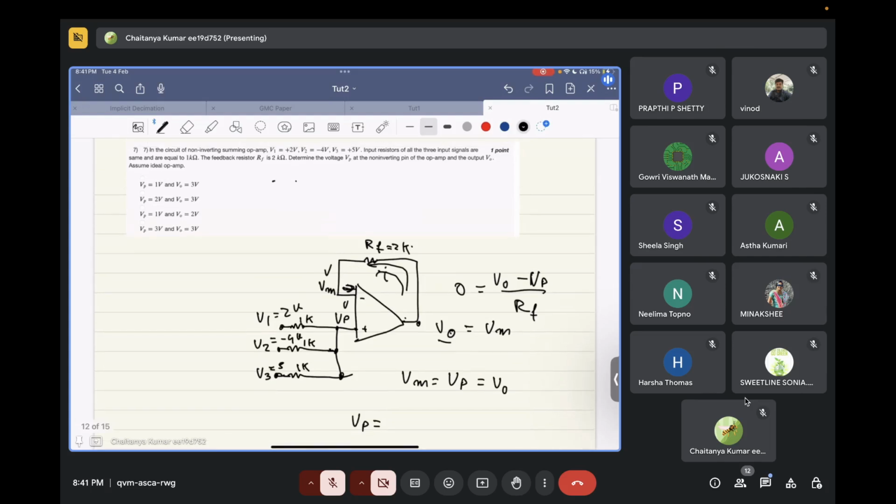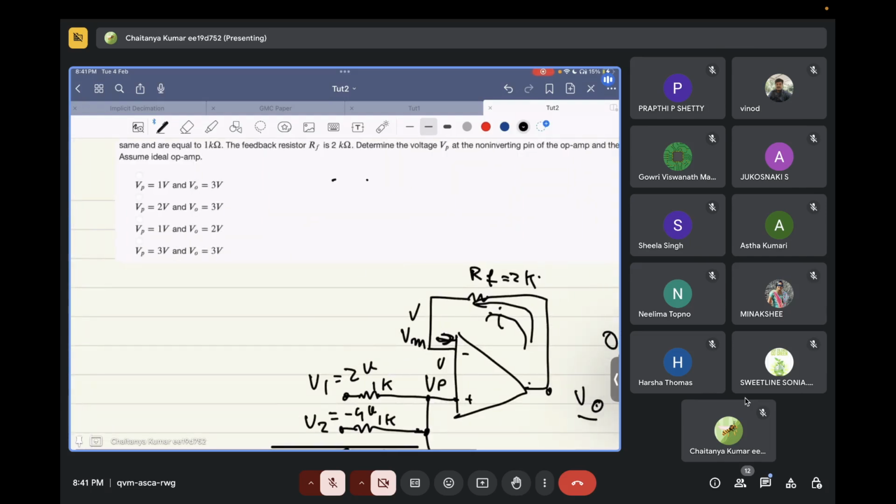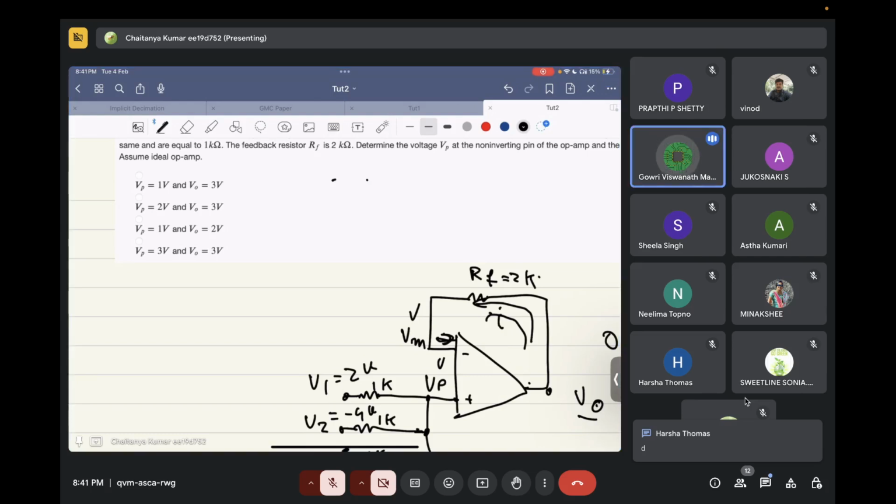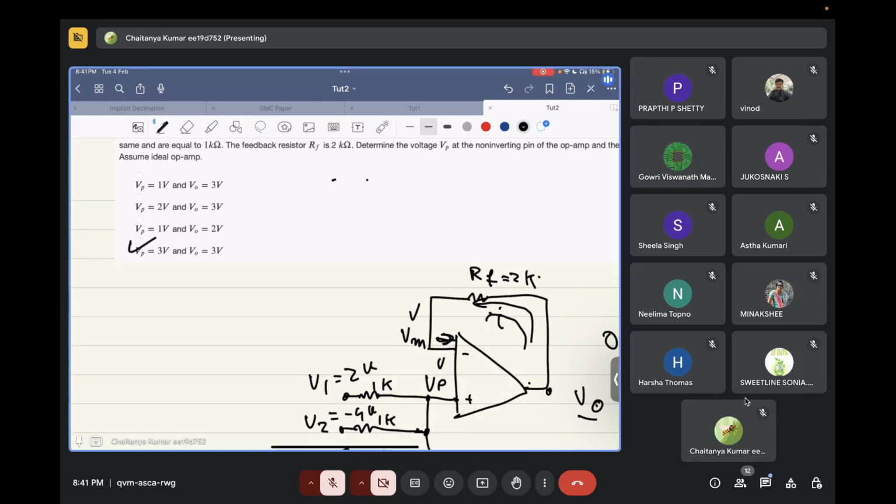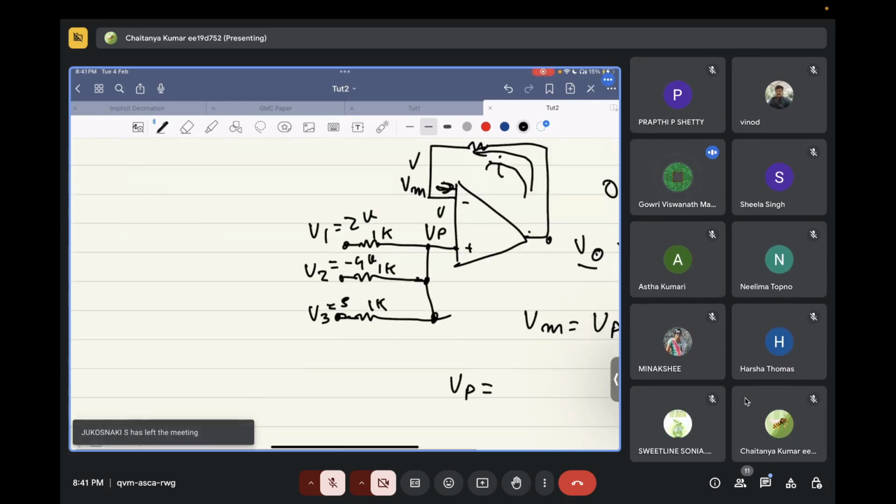So looking at the options, can you quickly tell me what will be the answer? Don't solve it. Just quickly tell me the answer by just looking at the options. Option D. Why? V naught equals Vp, and that is there in only one option, so it has to be option D. How can you find out Vp?